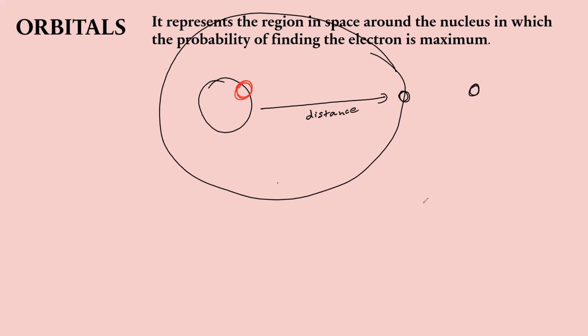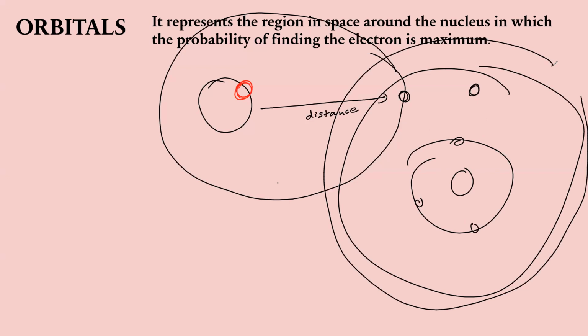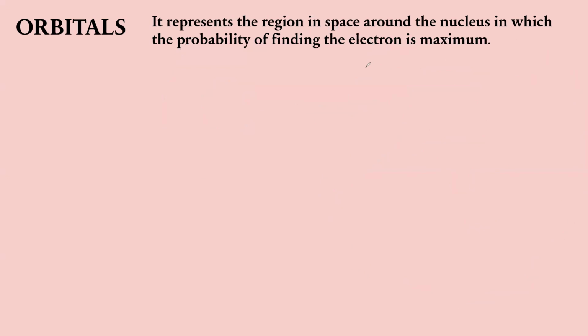So it is not possible to draw a structure saying this is the atom, here are the electrons, and this is how an atom looks. No, the probability could be anywhere. So for this purpose, we have the concept of orbitals. Basically, we draw the surfaces where the probability of finding the electron is maximum, and these surfaces are known as orbitals.